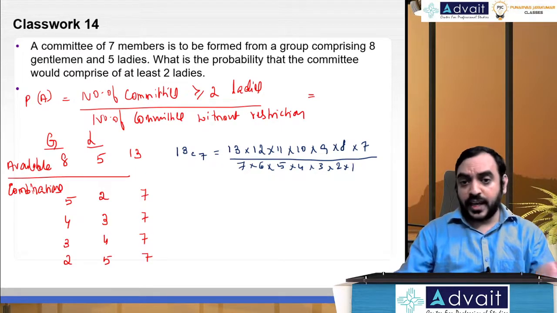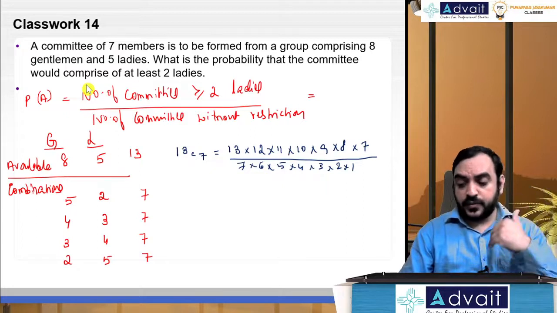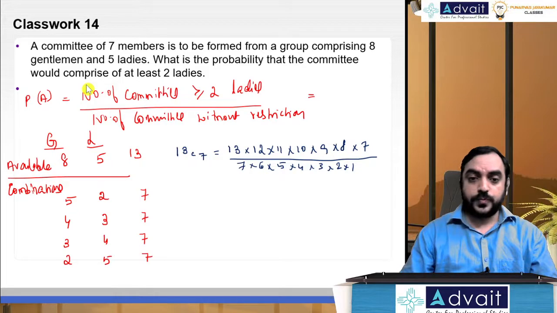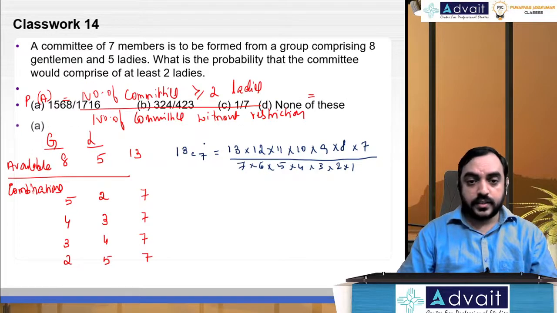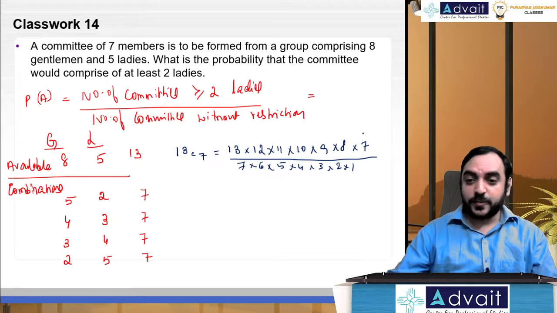And you know how to do it in the calculator? I told you: 13 into 12 into 11 into 10 into 9 into 8 into 7, divide by 7, divide by 6, divide by 5, divide by 4, divide by 3, divide by 2. 1716, I think. Actually, option A only you can select because you know 1716, but anyway, let's calculate.